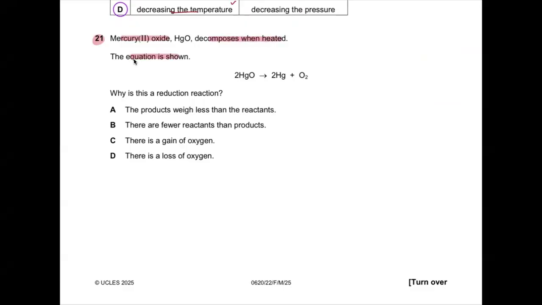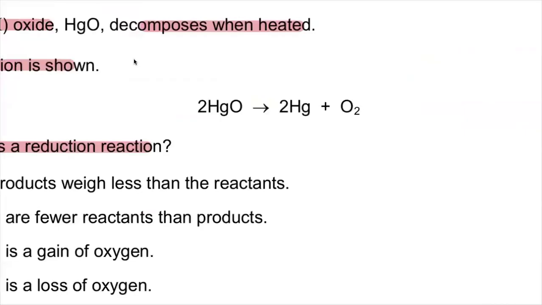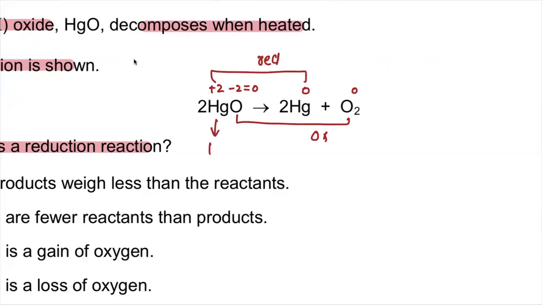The equation is shown. Why is this a reduction reaction? Okay. So if you work out the oxidation numbers quickly, the net charge is 0. So oxygen is -2 and Hg is +2. So Hg goes from +2 to 0 and oxygen goes from -2 to 0. So oxygen is being oxidized and Hg is being reduced. And it is reduction because you can see the Hg is bonded to oxygen. So Hg is losing oxygen. So it's a loss of oxygen as well, right?